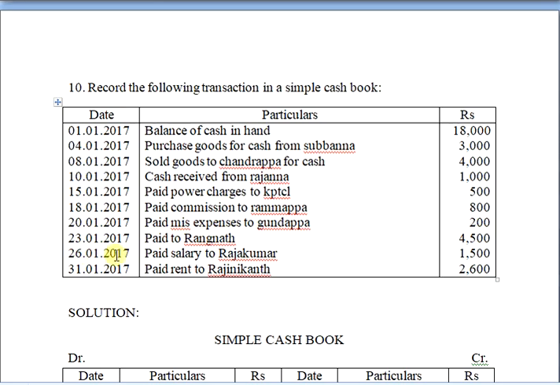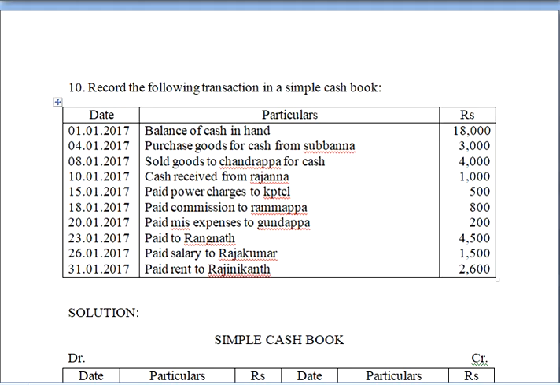Credit side. On 26/1/2017, paid salary to Rajkumar, 1,500. When we are paying salary, our cash balance reduces, so it should be taken under the credit side. 31st Jan 2017, paid rent to Rajinikanth, 2,600. It is a payment, it reduces the cash balance, so it should be taken under the credit side. My dear students, here is one simple logic: whenever the cash balance increases, it should be taken under the debit side. Whenever the cash balance decreases, it should be taken under the credit side.